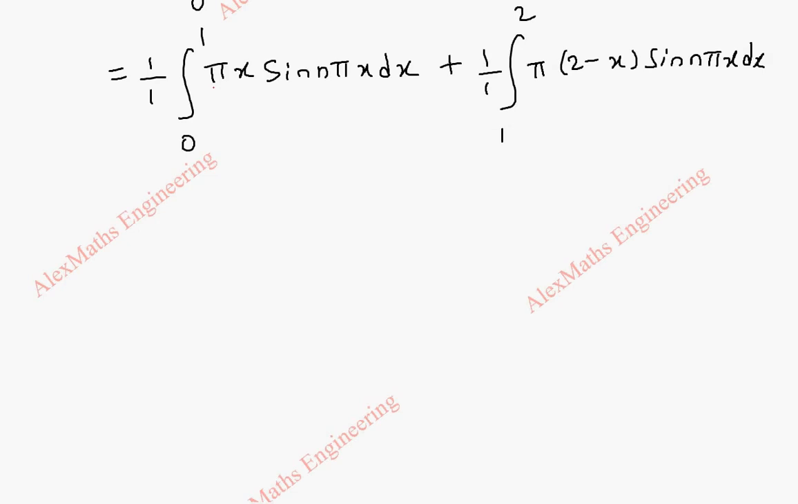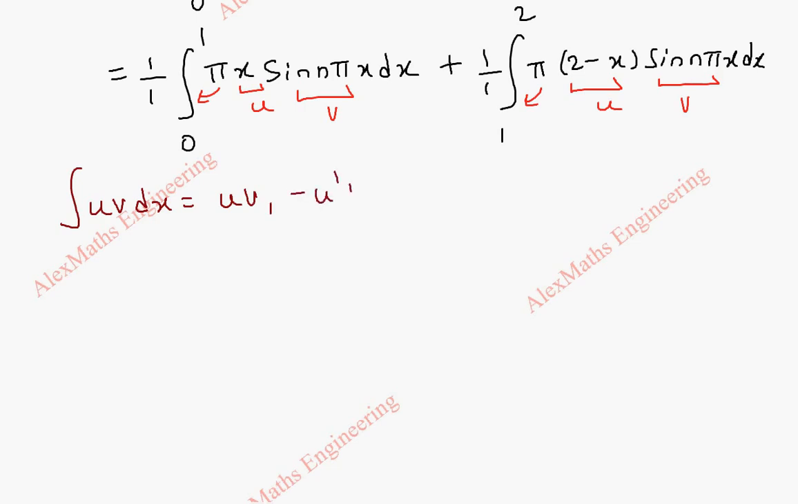So once again we are going to use Bernoulli's formula. We shall take this pi outside. This is our u and this is our v. Similarly, pi is outside. This is our u and this is our v. The Bernoulli's formula is integral of uv dx is u v1 minus u dash v2 plus u double dash v3 minus u triple dash v4 plus dot dot dot.